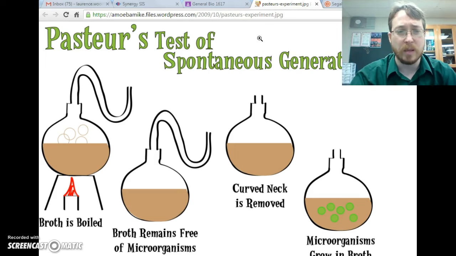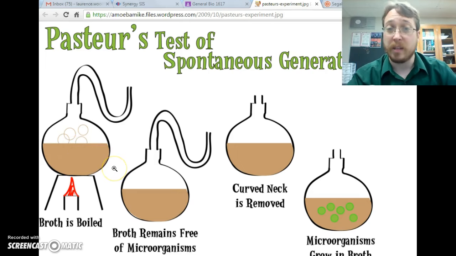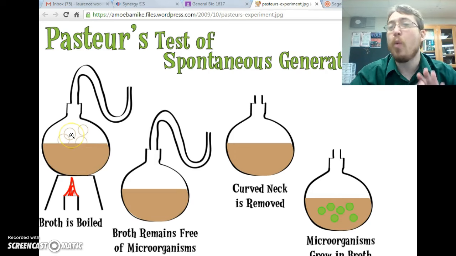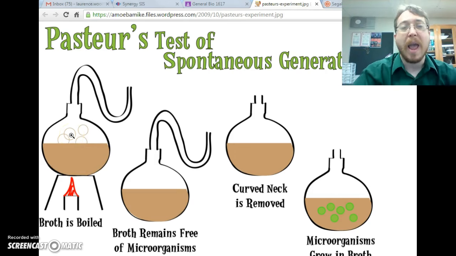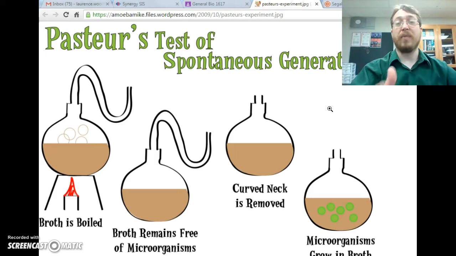I want to test some things. So he had a broth. This is a nutrient broth. So basically it's food. It's liquid food. And he heated it up. He boiled it to kill whatever might be living in it already. And then he put the broth in a couple of different containers. He put it in a container that had this glass tube that went up, and it was thin, and then it went back down, and then it came back up. And then he put it in another container where there was no glass tube. It was just open. And he let them sit.